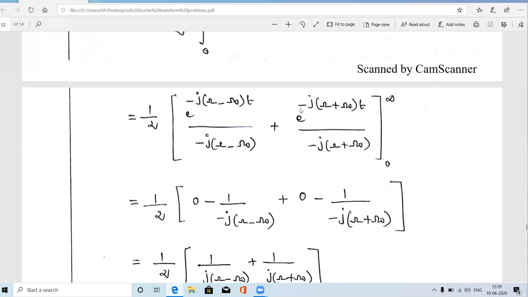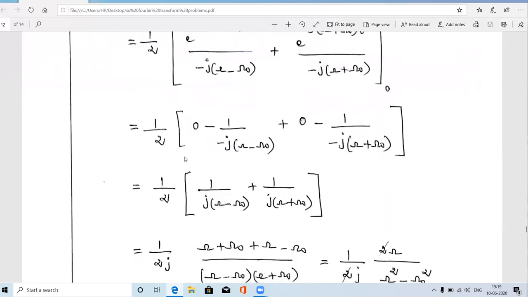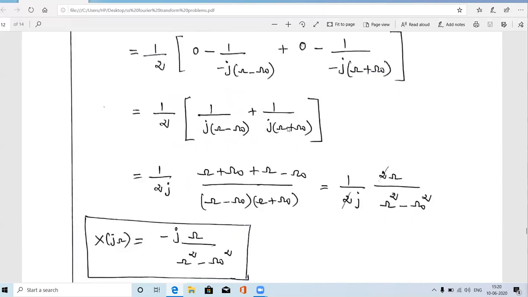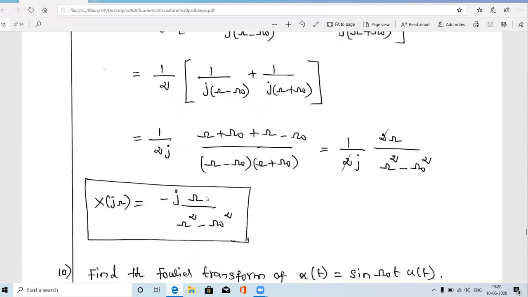Similarly, substitute the upper limit for this one: e power minus infinity is 0. Then minus of, you substitute the lower limit, so we will get 1 by minus j into this one. Here minus of minus is plus, similarly minus of minus is plus. So we will get the answer like this: 1 by j into omega minus omega naught plus 1 by j into omega plus omega naught. In these two terms, j is common, so you take it outside. Then you take the LCM. Finally we will get the answer minus j omega by omega squared minus omega naught squared. Okay, so this is the answer for cos omega naught t into u of t.